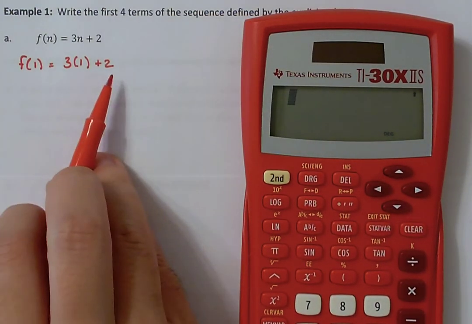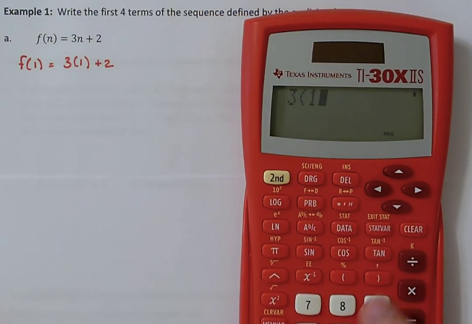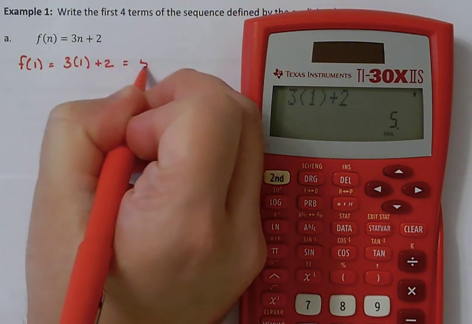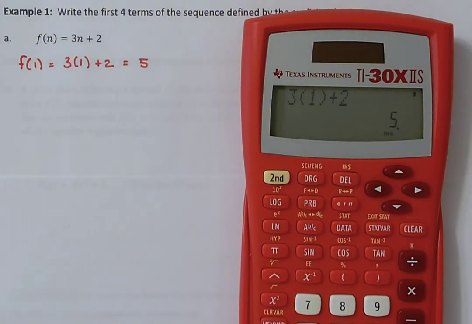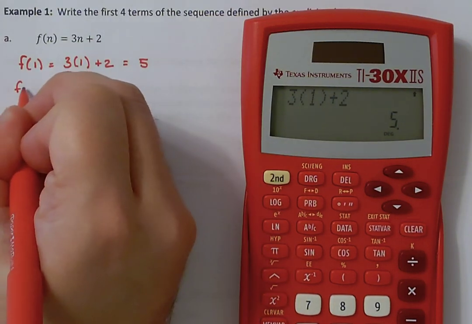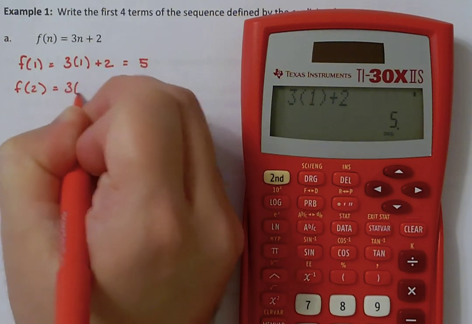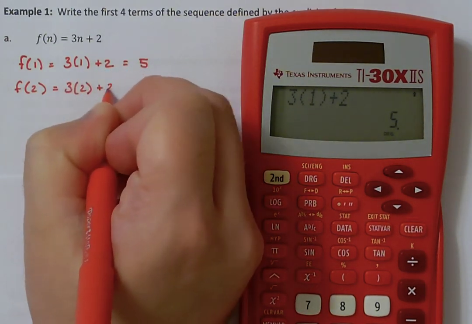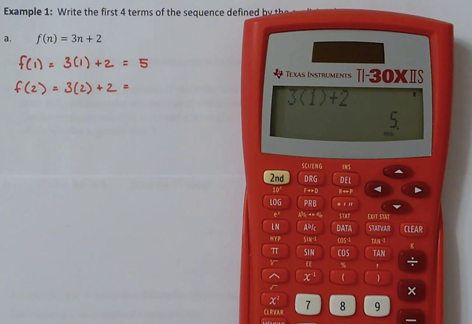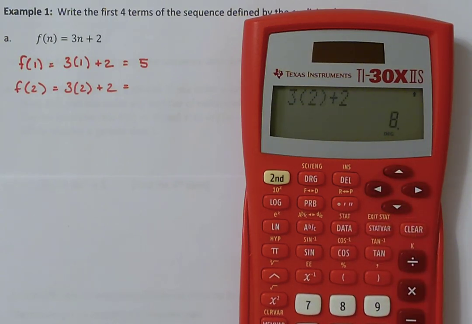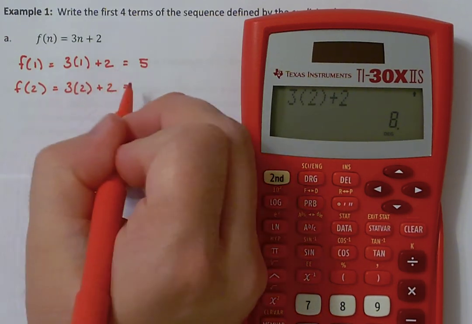We have 3 times 1 plus 2. So we're going to do 3 parentheses 1 plus 2. And we end up with 5. We do f of 2. It's going to be 3 times 2 plus 2. So 3 times 2 plus 2 is 8.